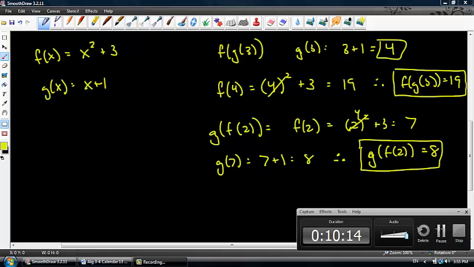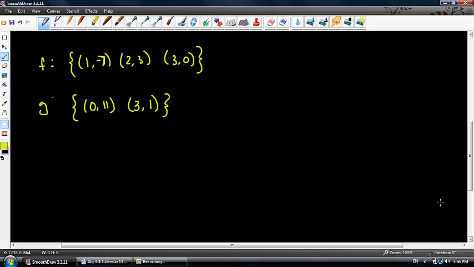Let's figure out how we do this from a chart. If they were to ask me to find f of g of 3, again, take on the innermost function first, g of 3. Well, g is my row down here. And what happens to g when the input is 3? When I input 3, I get a 1. So we can say that g of 3 is equal to 1.